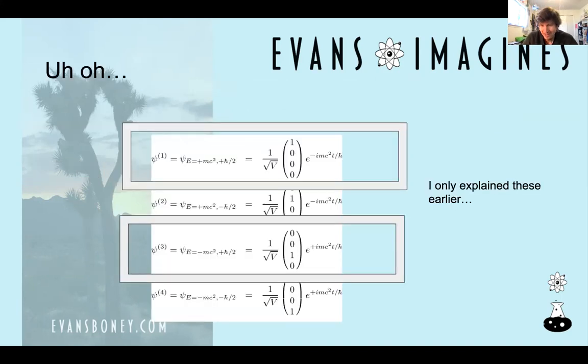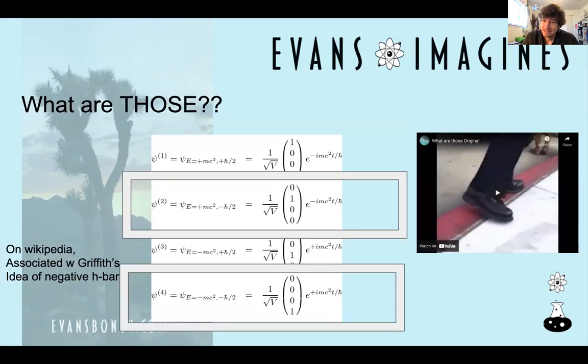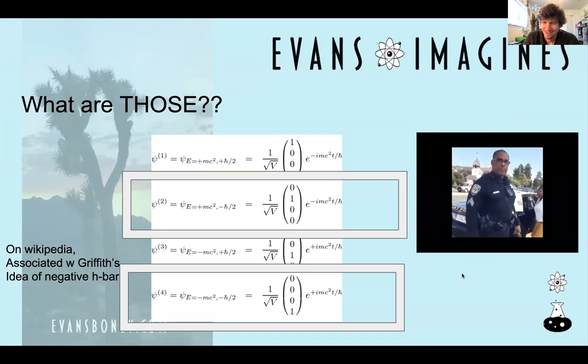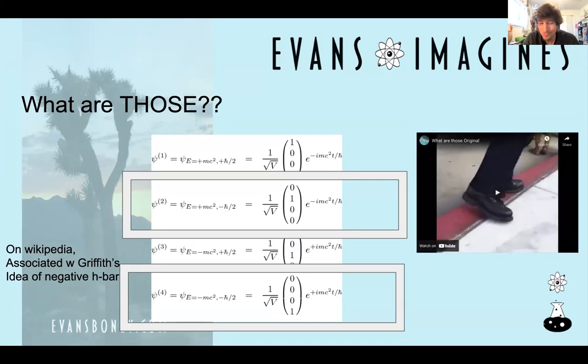So these are the two that I had explained earlier. I was like, okay, well, if we imagine this energy is minus mc squared, but as a positive energy, right? Because the mass itself is negative, so that this winds up being a positive. Then, what are those? So that's my question here. What are these solutions? On Wikipedia, you can see that's where I've gotten these from. They're associated with the idea of a negative H bar / a different time dynamic, right? They will be the backwards in time solutions of our forwards in time solution, or corresponding solutions of our forward in time solutions.